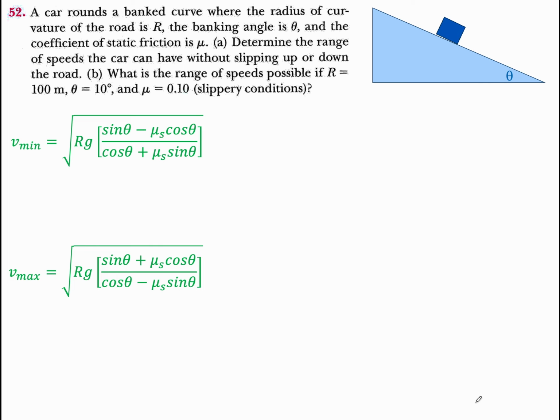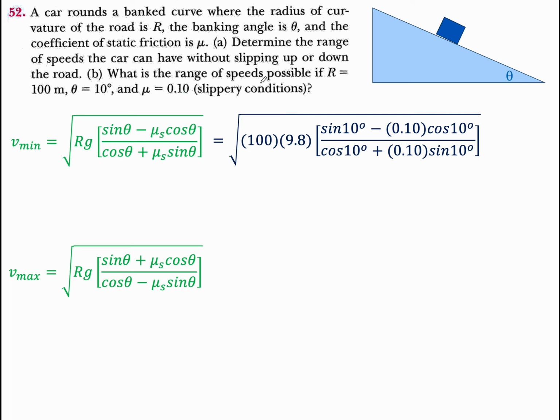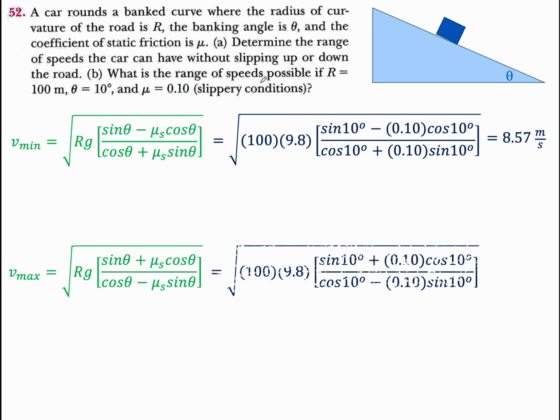Part B asks, all right, given those expressions, what is the range of speeds possible if we've got this radius, this theta, and this mu? Fairly slippery conditions. All we're going to do here to figure out the minimum velocity is plug those numbers in. Radius is 100, g is 9.8, you could use 10, and theta is 10 degrees and mu is 0.1. If you plug that all in and solve it, you'll get the minimum possible speed as 8.57. Likewise, we can do the same thing for maximum. Plugging in those numbers, you'll get 16.6. And those are our answers to this problem. That's the minimum possible speed and the maximum possible speed given those conditions.